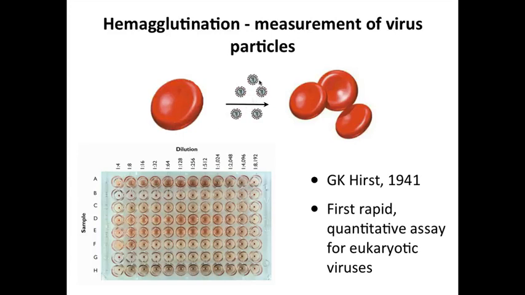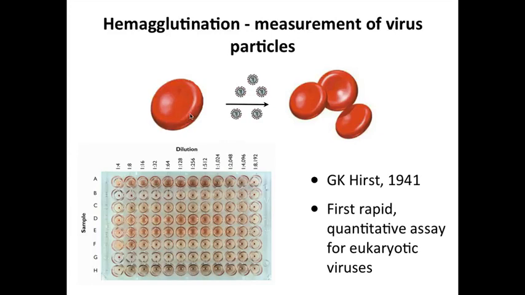So hemagglutination for measuring influenza virus particles was developed in 1941. It was the first assay for eukaryotic viruses. The idea here is that red blood cells will bind influenza viruses. So, for example, this single red blood cell on the left will be coated by influenza virus particles, and then that red blood cell will bind to others by virtue of the virus particles on the surface, and so on. And you make a lattice, which forms a very nice sheet in a 96-well format such as this one.